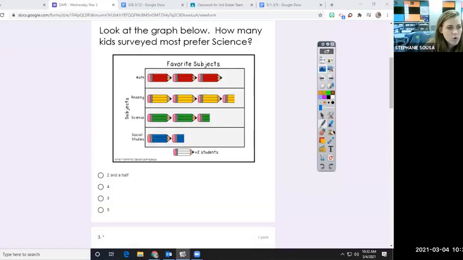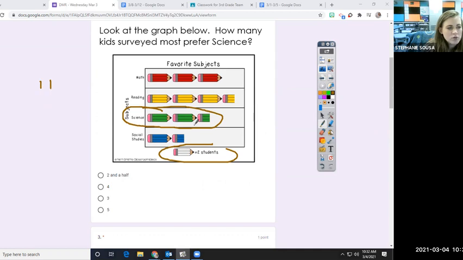All right, we're going to take a look at our DMR from yesterday to get our math brains warmed up. Look at the graph below. How many kids surveyed prefer science? Science is right here. Our key is right here. 1 pencil equals 2 students.